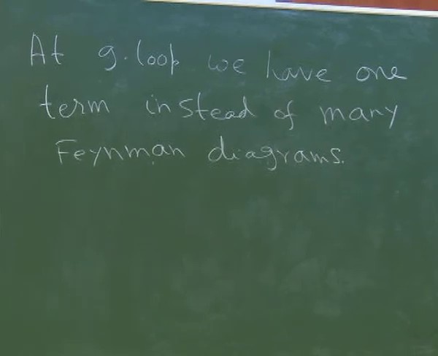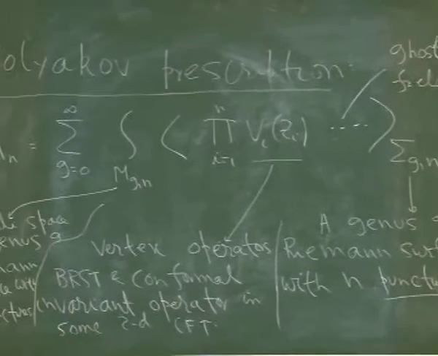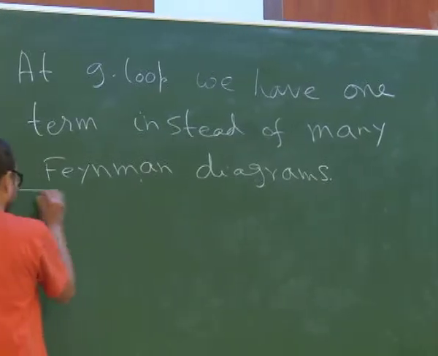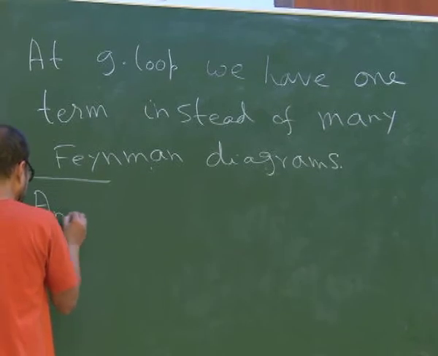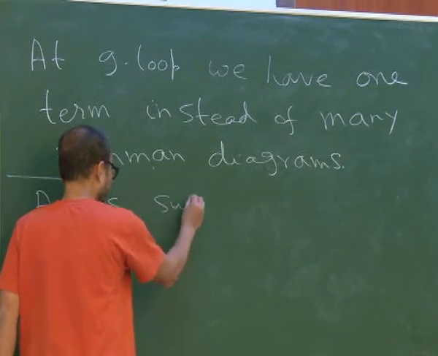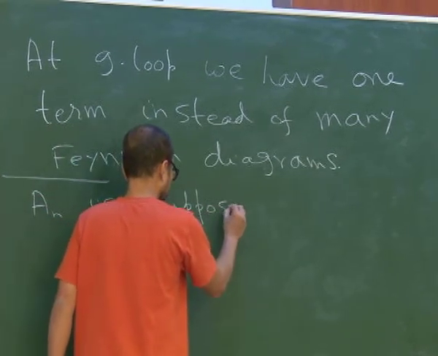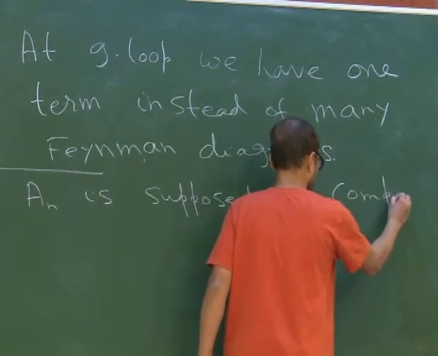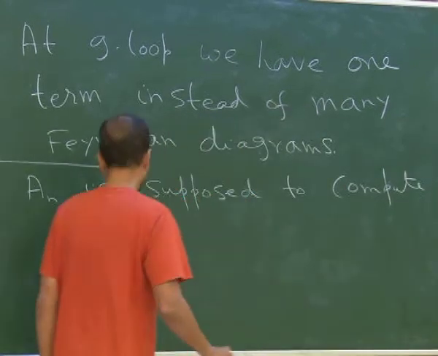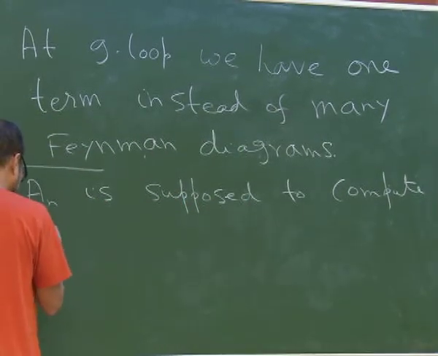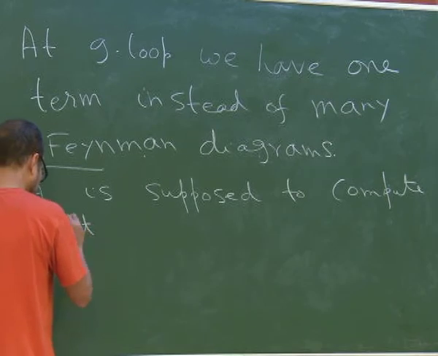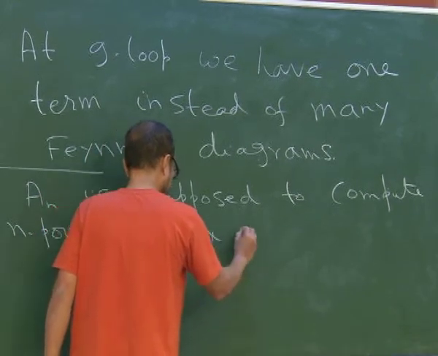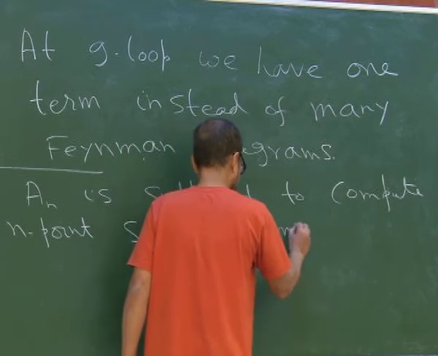So, what does this amplitude calculate? What does A_N compute? Let me say what it is supposed to compute. A_N is supposed to compute an n-point S matrix element. By n-point S matrix element I essentially mean an S matrix element with n external states.